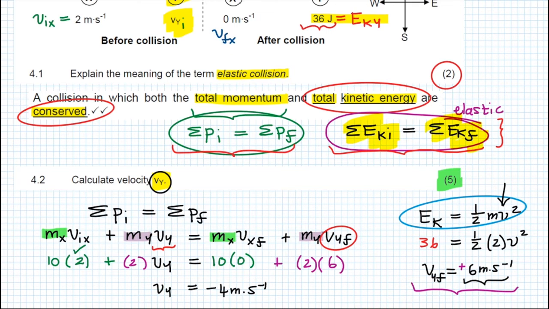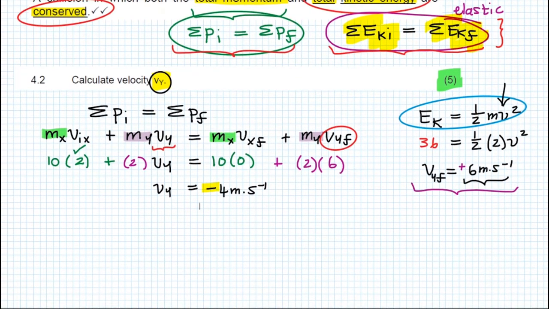Now the negative is something that we should not ignore. The negative gives us direction. We know that we have chosen east to be the positive direction. So we're going to expand on this and say this means 4 meters per second toward the west. If positive is east, then the negative direction is towards the west.